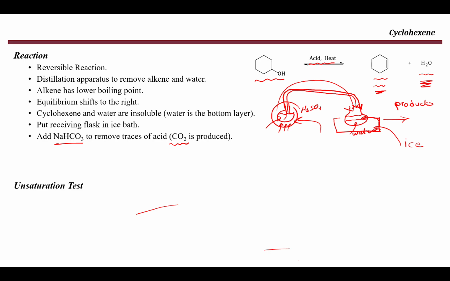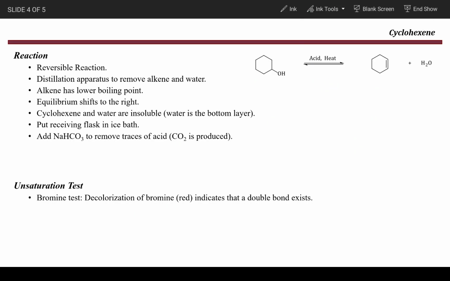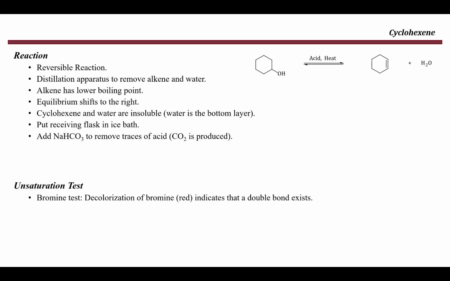Now, how can we make sure that the collected product in the receiving flask is actually cyclohexene and not something else? Well, cyclohexene is an alkene, and alkenes usually can be detected by one of the unsaturation tests. So whenever you want to check if an alkene or a double bond is present, we can either do the bromine test or the permanganate test.